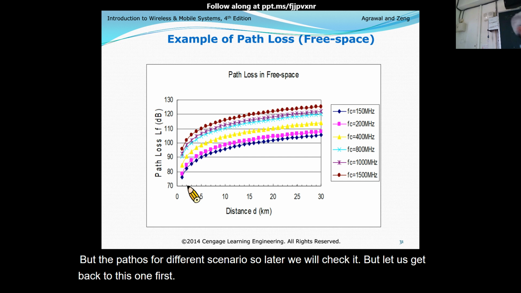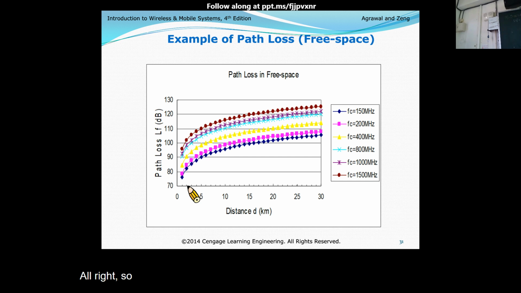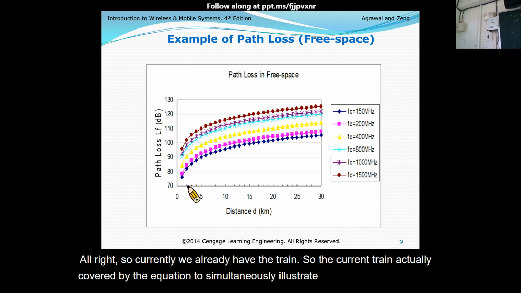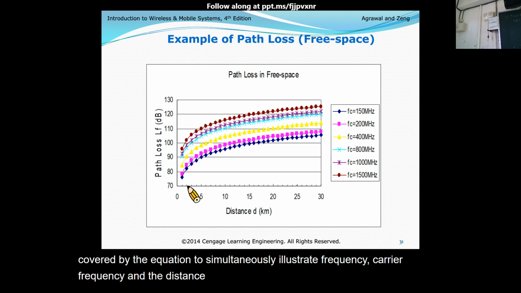All right, so currently we already have the trend. The current trend is actually covered by that equation, to simultaneously illustrate how carrier frequency and distance can affect the path loss. All right, that's it.